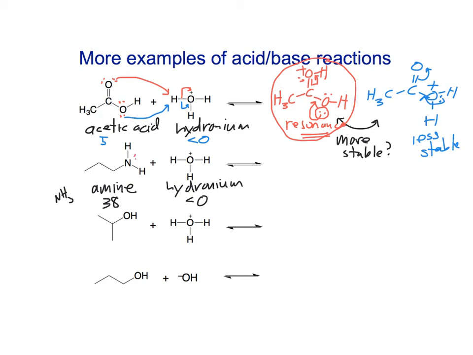So the amine, with its non-bonding pair of electrons, will behave as the base, and it will remove a proton from hydronium ion. Now the nitrogen has 3 hydrogens. When nitrogen has 4 bonds, remember that it has a plus charge. We'll have plus water. So this is an ammonium ion.